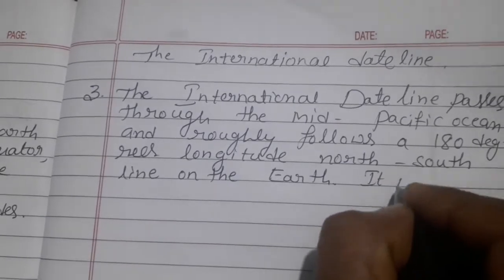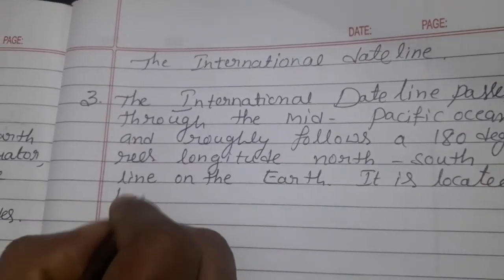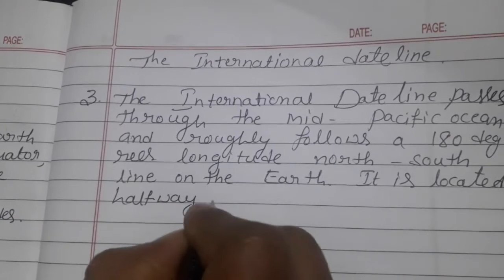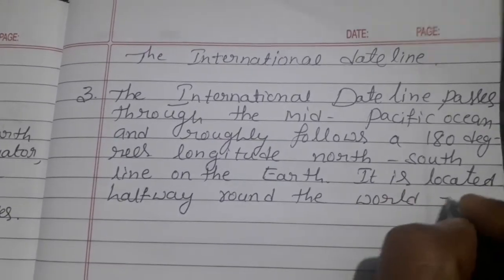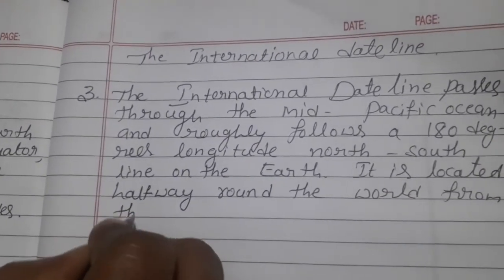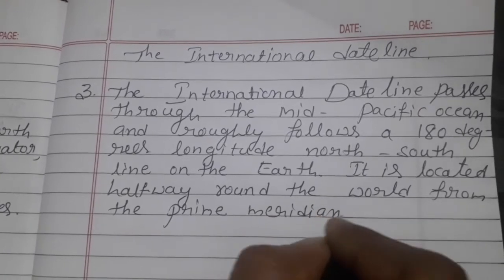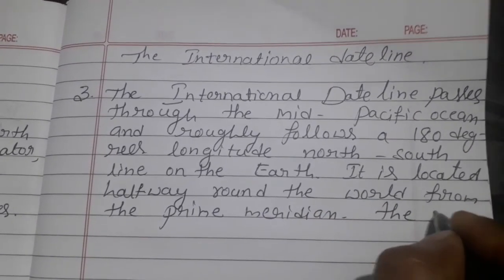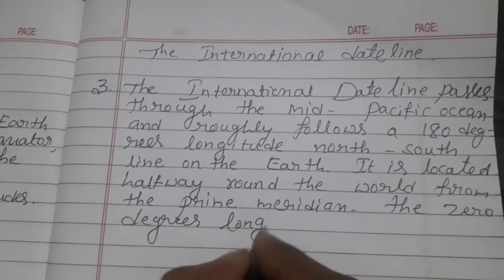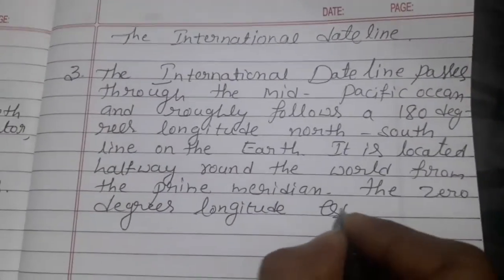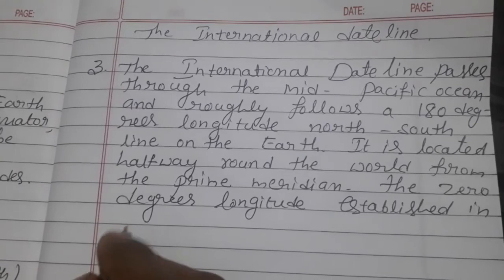It's located halfway around the world from the prime meridian, the 0 degrees longitude established in Greenwich, England.